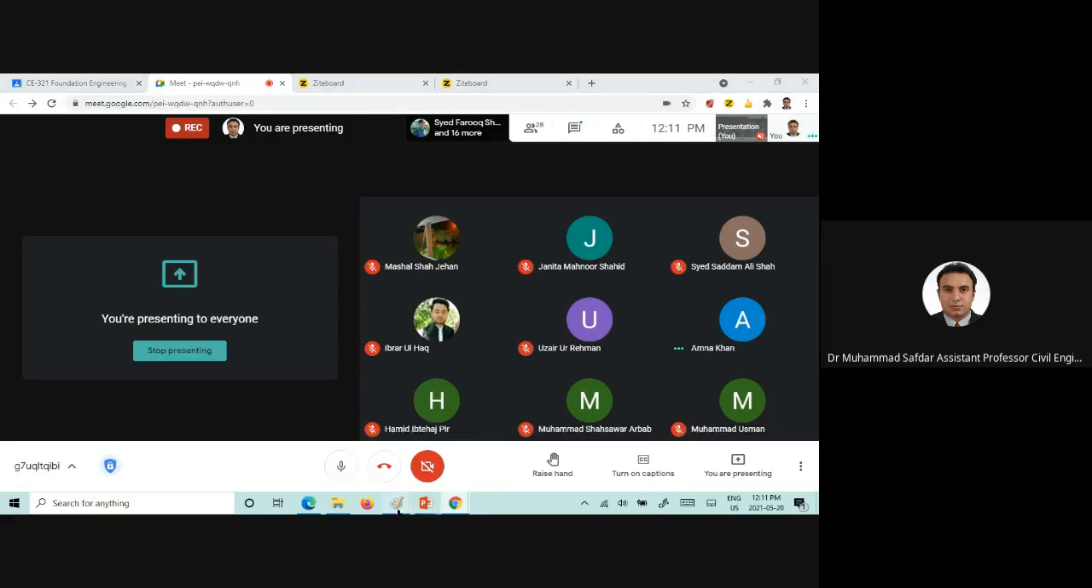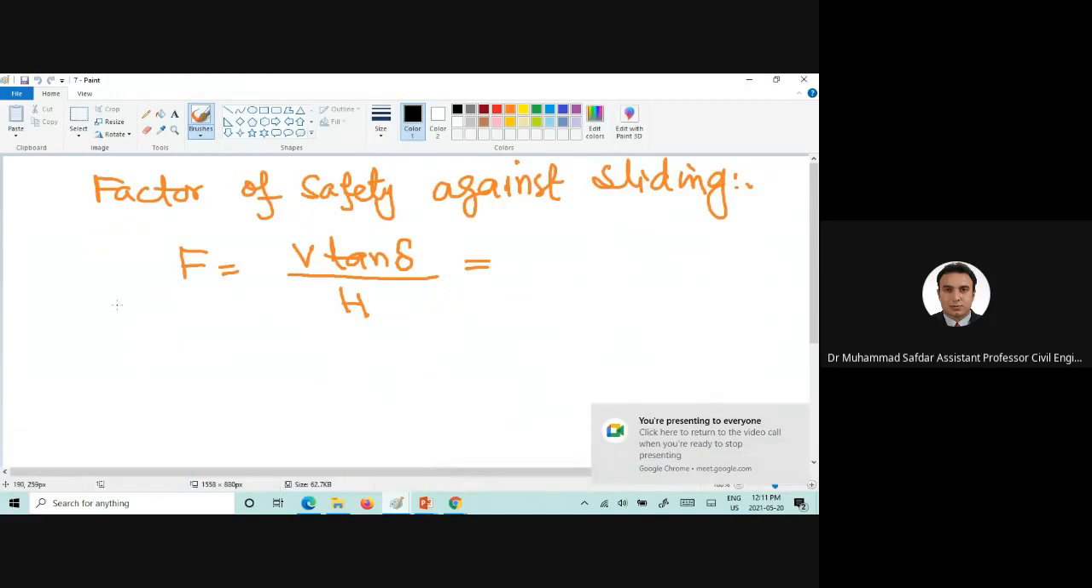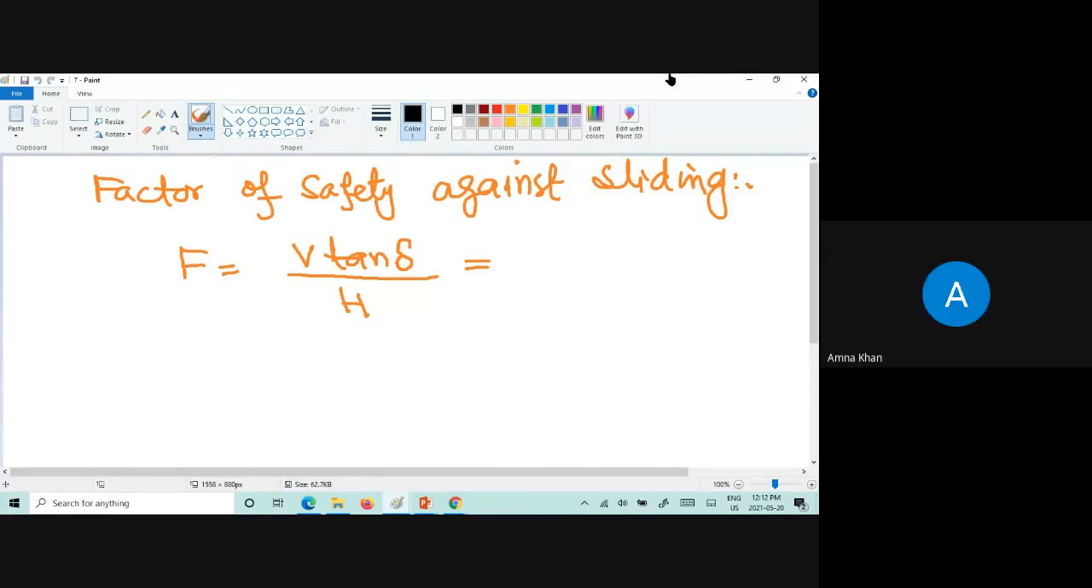अच्छा, factor of safety against sliding दे दें प्लीज। One point three eight. 1.38.